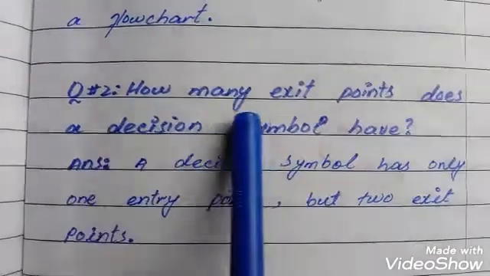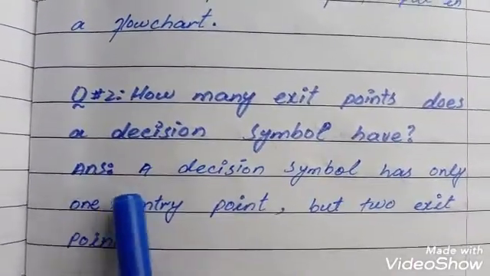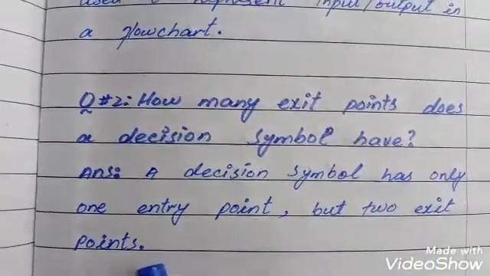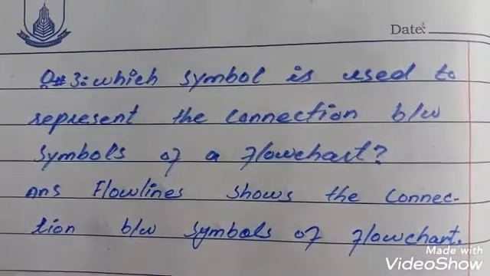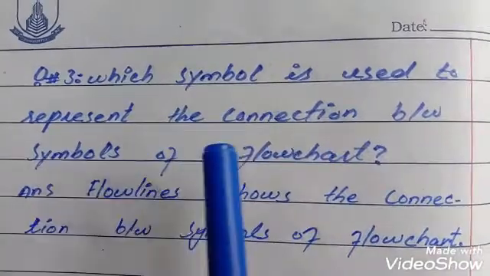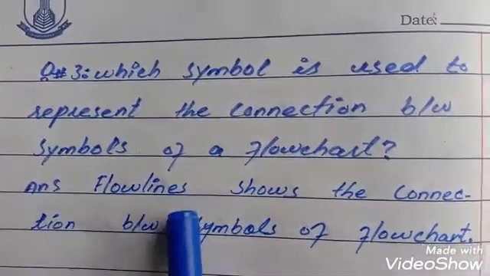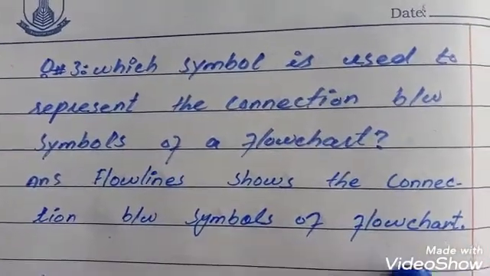Question number 2, how many exit points does a decision symbol have? Answer, a decision symbol has one entry point but two exit points. Question number 3, which symbol is used to represent the connection between symbols of a flow chart? Answer, flow lines show the connection between symbols of a flow chart.